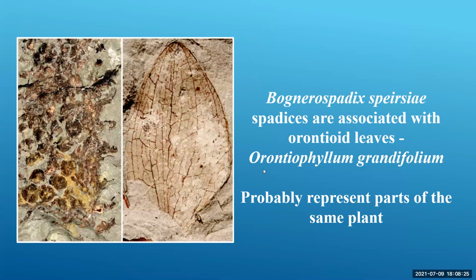The Bogner spadix spadices are associated with odontioid leaves, genus Odontophyllum, this particular leaf Odontophyllum grandifolium. We think these probably represent parts of the same plant because at this locality, we have one type of aroid spadix and one type of aroid leaf, but they're not attached. So they have different names at this point. We'll come back to what we did with these later.